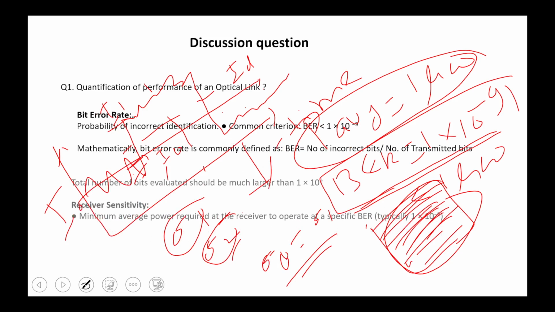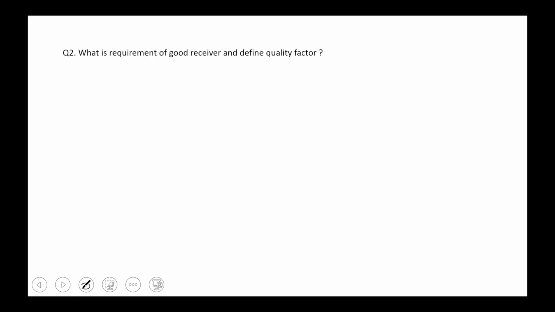So this is the bit error rate I already explained to you. The next requirement is: what is the requirement of a good receiver, and define the quality factor. What is the requirement?